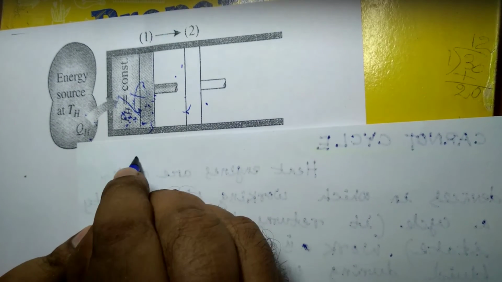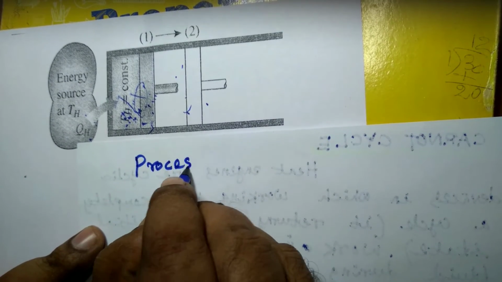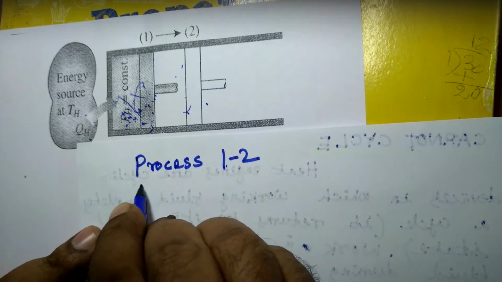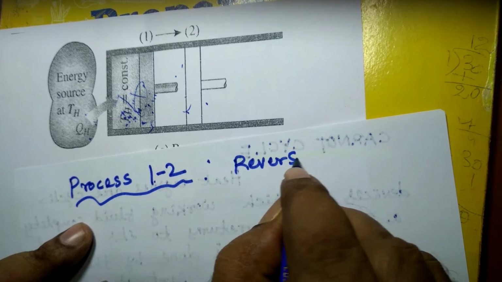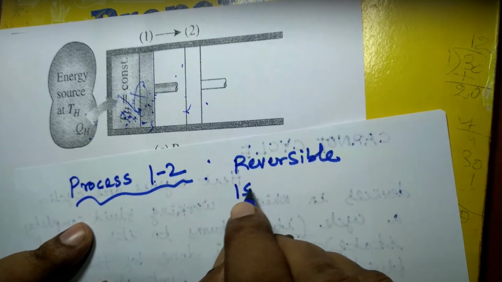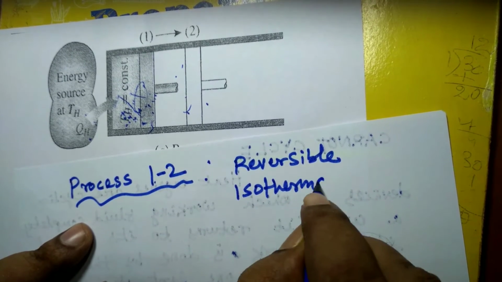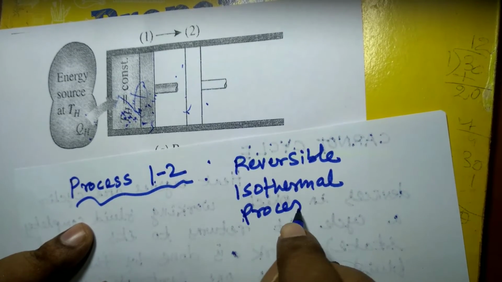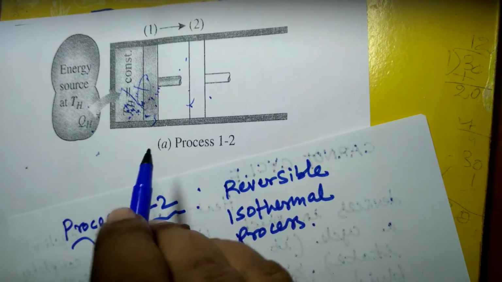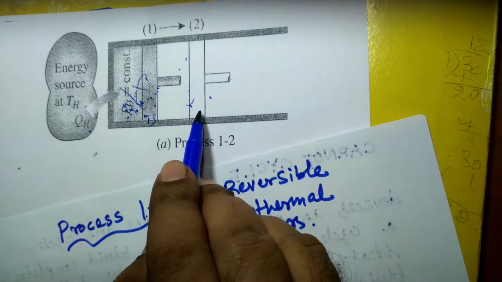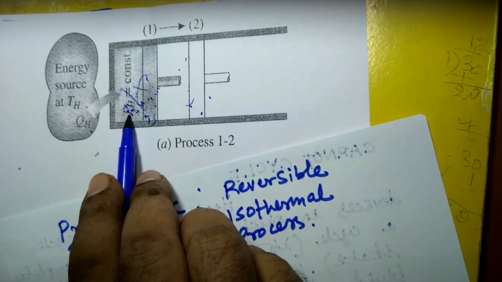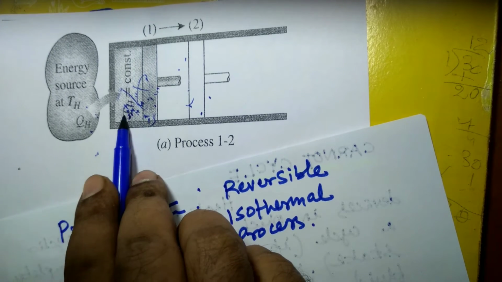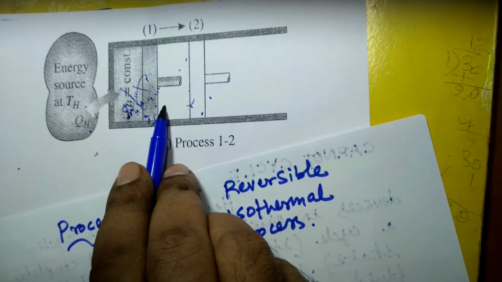Suppose process 1 2. You see, process 1 2 is a reversible isothermal process. How does it occur? We'll study this. So you see, when the gas moves from this state to this state, its temperature obviously decreases because some internal energy is lost, and that loss in internal energy is converted into work output.